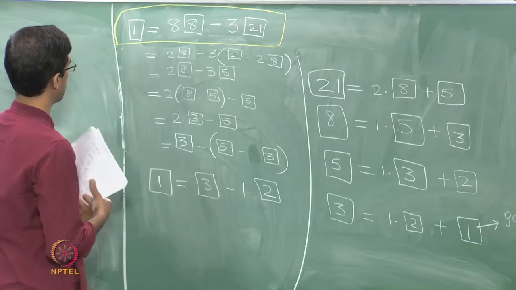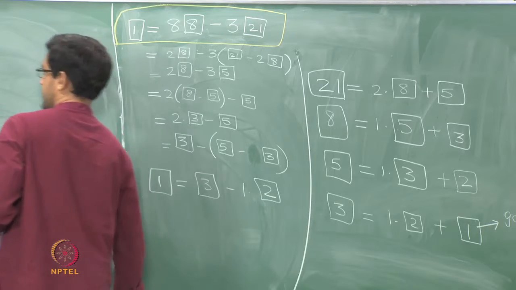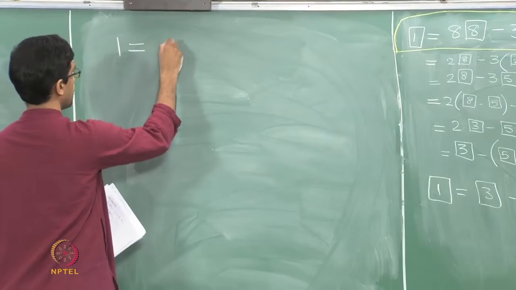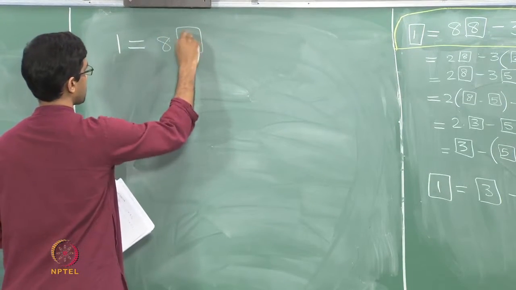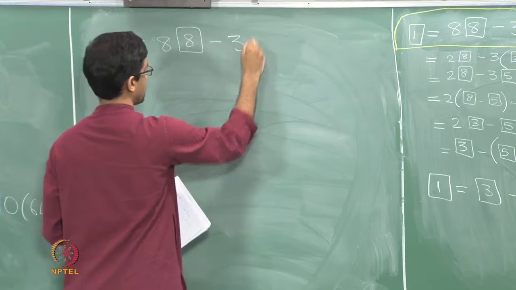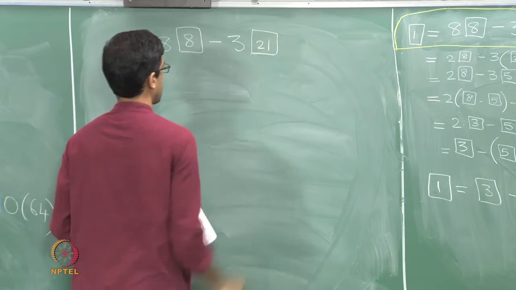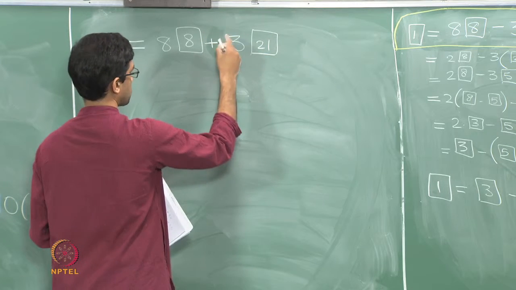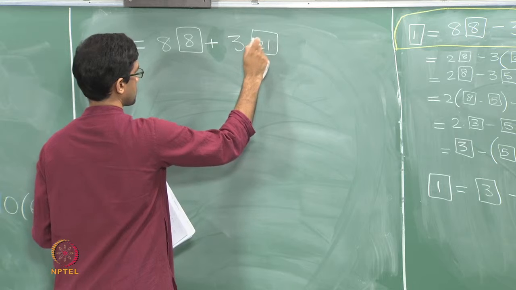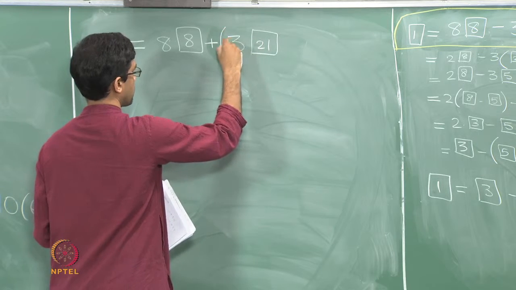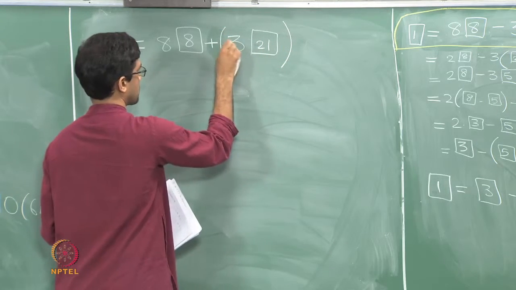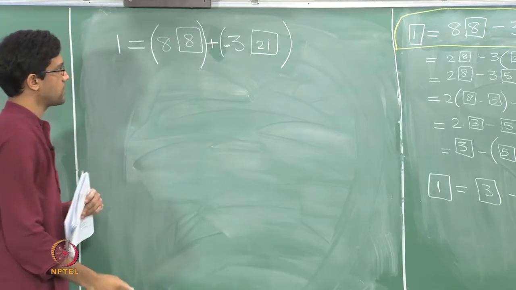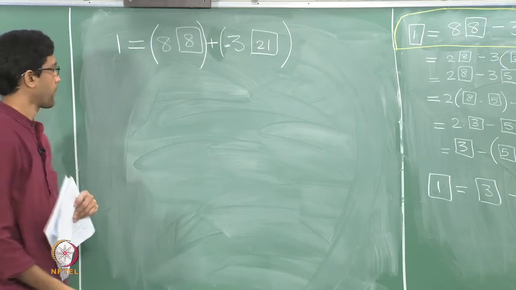So now what's so great about being able to write 1 in this fashion? The reason why we did all this. So finally here's what we obtained. It's 8 times the number 8 minus 3 times the number 21. So let me think of this as plus minus 3 times 21. So I am writing 1 as a sum of these two numbers, 8 times 8 plus minus 3 times 21.